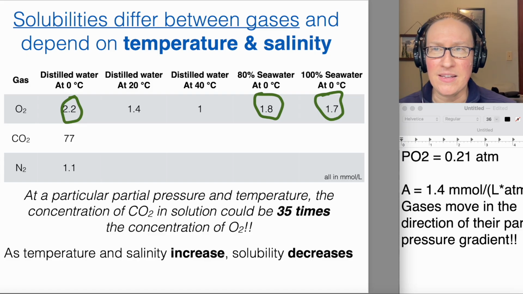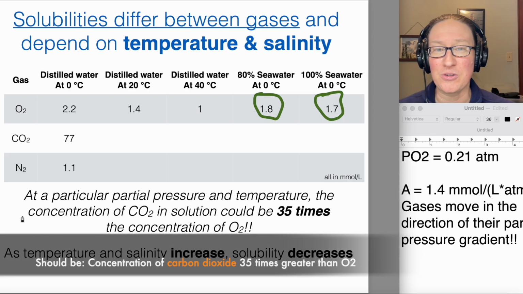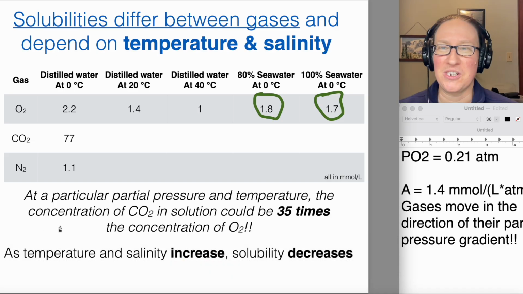And now let's extend this to look at the solubilities of other substances. If we jump down now to carbon dioxide at 0 degrees, notice that the solubility of carbon dioxide at 0 degrees is 77, right? Now look at the ratio of the solubility of carbon dioxide compared to the solubility of oxygen, 77 divided by 2.2. What you'll find is that at any particular partial pressure and temperature, the concentration of carbon dioxide in solution could be 35 times greater than the concentration of oxygen would be, right?